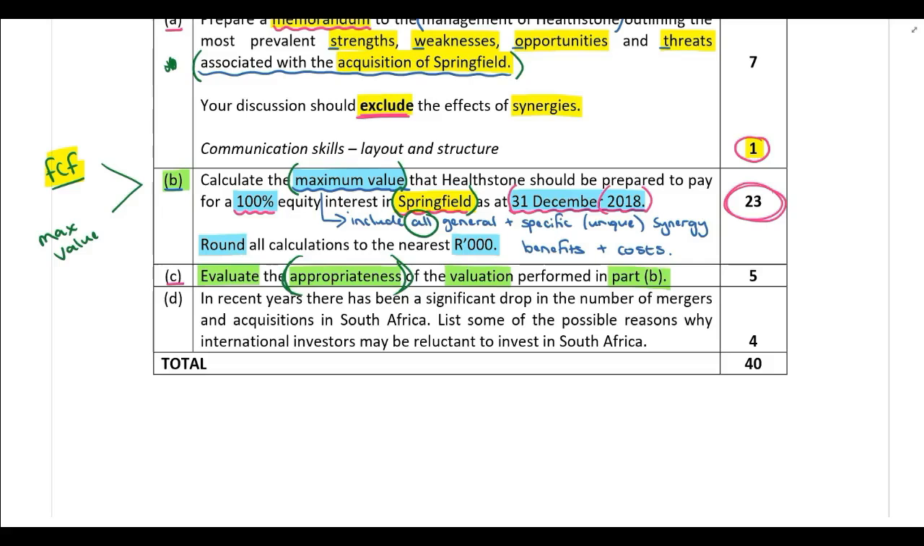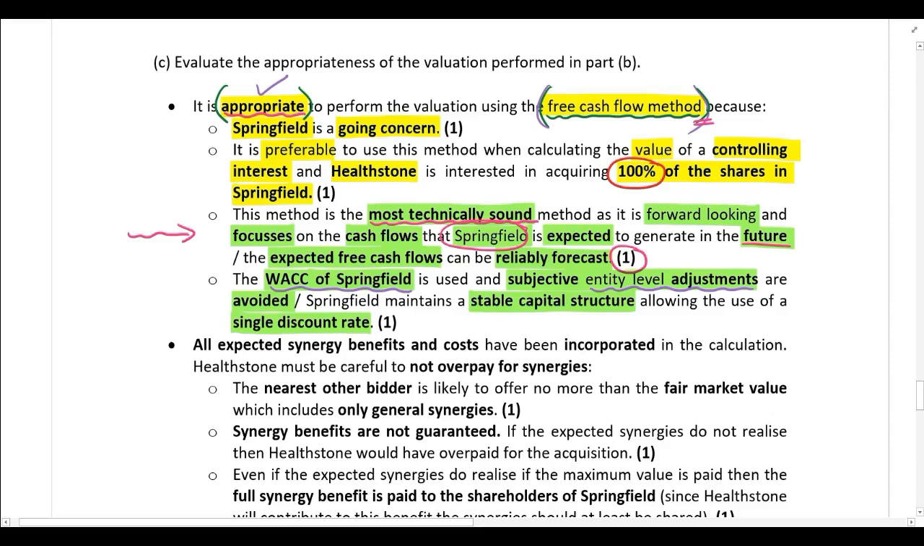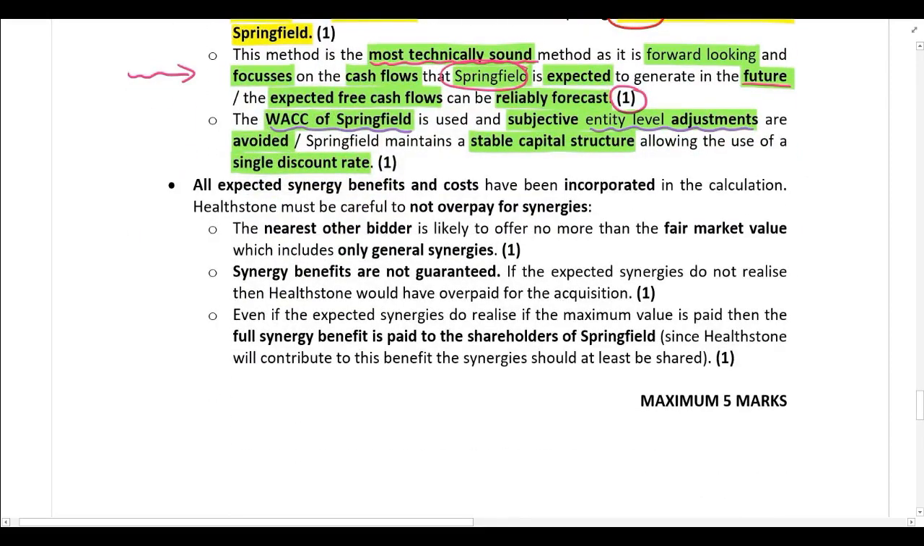All right, so we've discussed why it is appropriate to perform the valuation using the free cash flow method. Now we need to discuss whether it's appropriate to include the value of all general and specific or unique synergy benefits and costs in our calculation. So in other words, is it appropriate that we've calculated a maximum value? Because we calculated the maximum value, all expected synergies and costs were incorporated in our calculation.